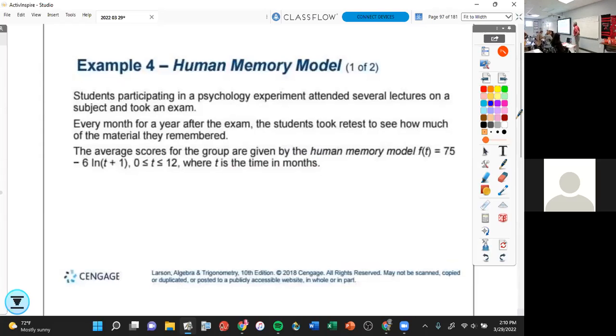Okay, students participating in a psychology experiment attended several lectures on a subject and took an exam. Every month for a year after the exam, the students took retests to see how much of the material they remembered. How much are you going to remember of this lesson next week? Next year? Definitely none. Tomorrow? Maybe a little. About the same as next year.